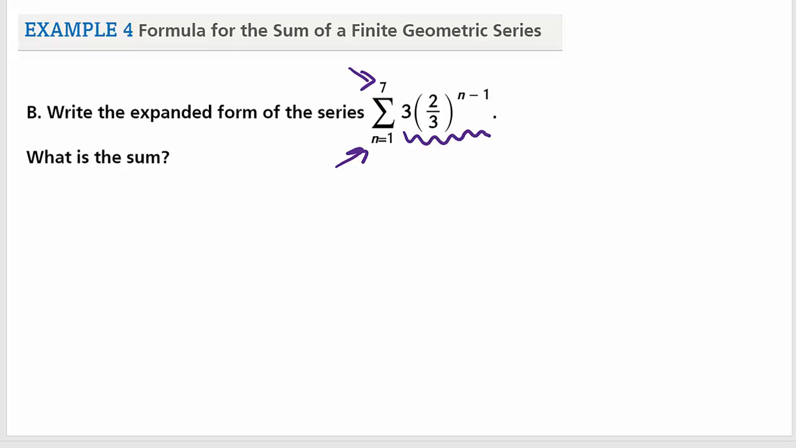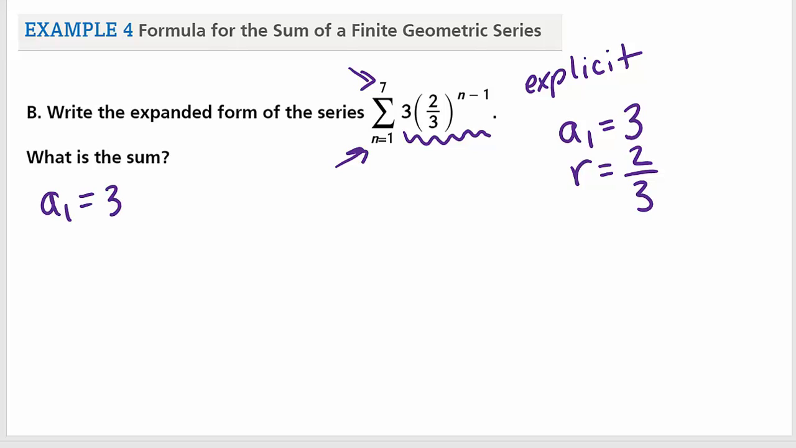Right next to the sigma is the explicit formula. So we're actually being told that a sub 1 is equal to 3 and r is 2/3. So we can use that information to come up with our sequence and therefore solve our series. So if a sub 1 is equal to 3, a sub 2 is 3 times 2/3 raised to the exponent of 2 minus 1. I'm just using the explicit formula that was given to us. When this is simplified, it simplifies to be 2.